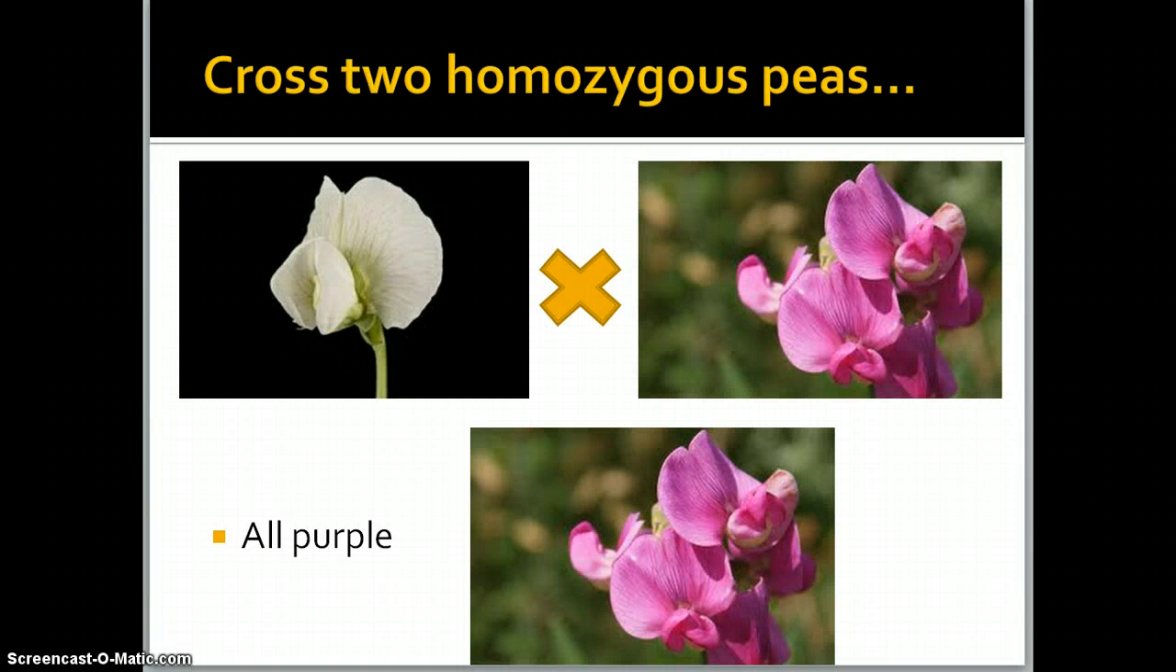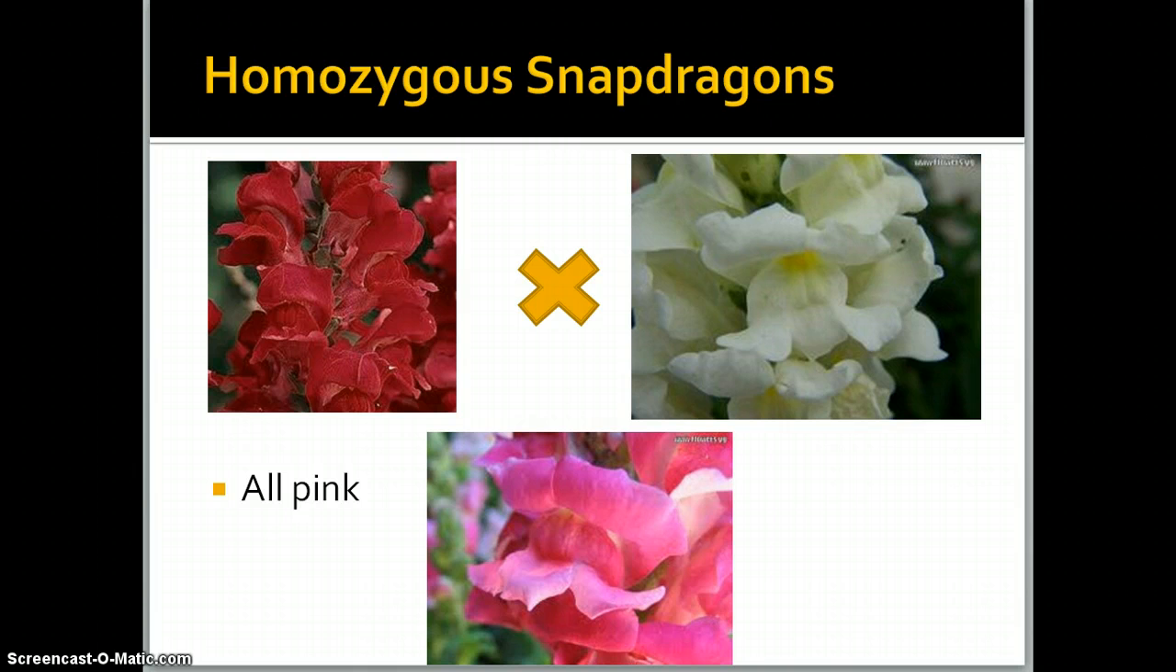To start off, you cross two homozygous peas, a white pea and a purple pea, and get all purple offspring. Think about how that could happen. Here's another example with snapdragons. You cross two homozygous snapdragons, one is red and one is white, but all of your offspring are pink. How could that happen?